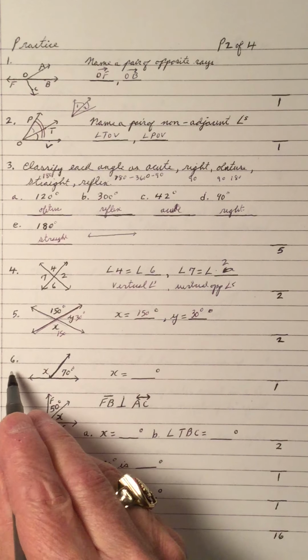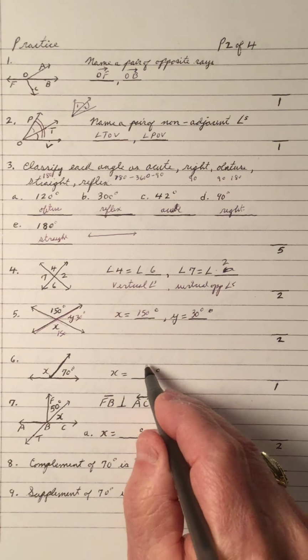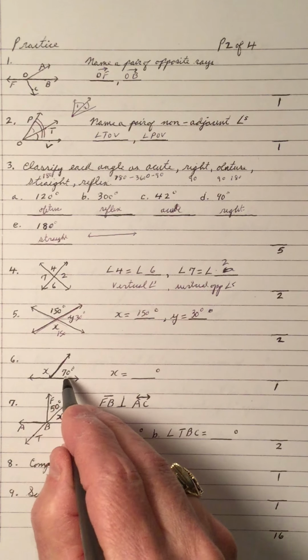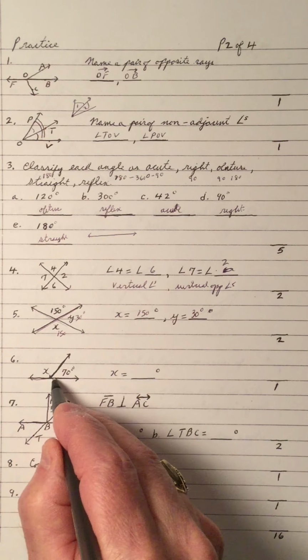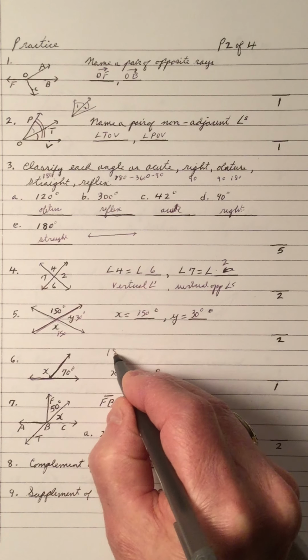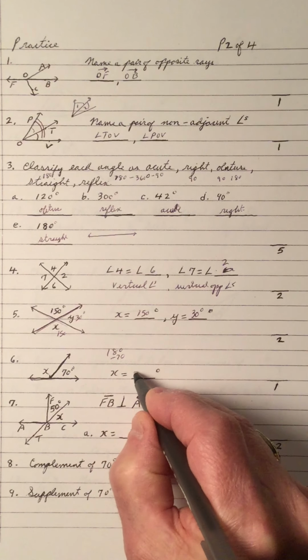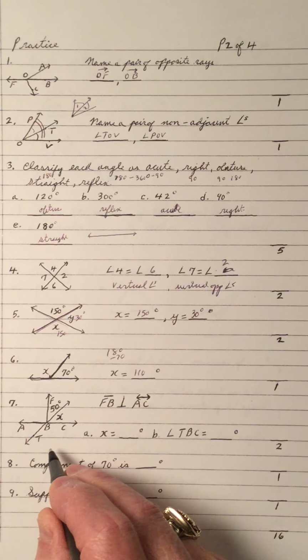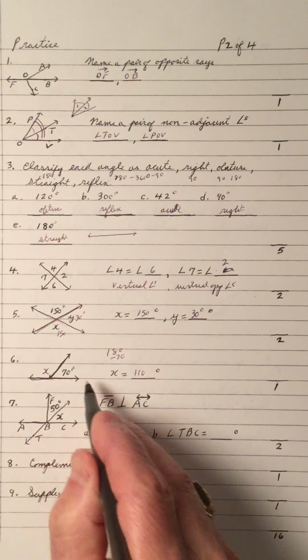Okay. I got the degree symbol there, so if I put it in, don't just ignore it. I got 70 degrees. That's a straight angle. It's 180 degrees. So 180 minus 70 is 110 degrees because it's a straight angle.